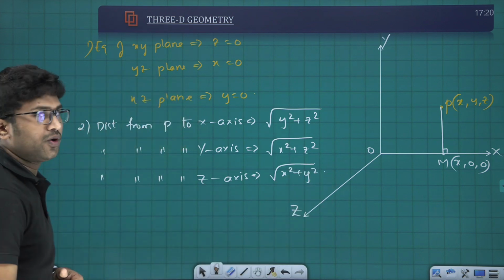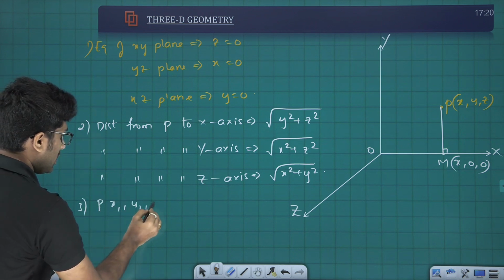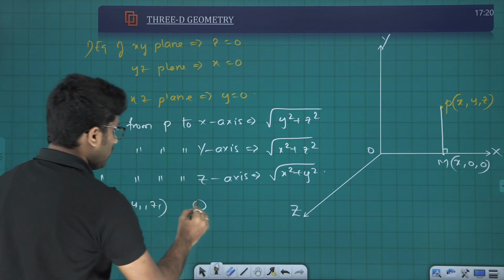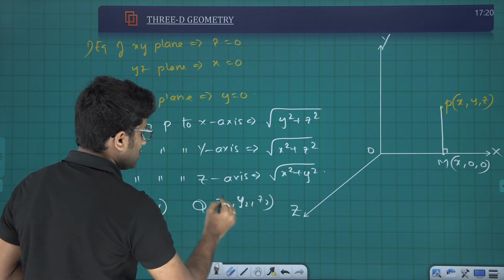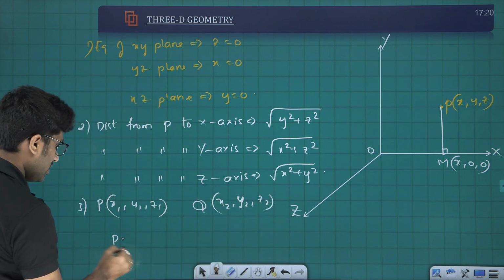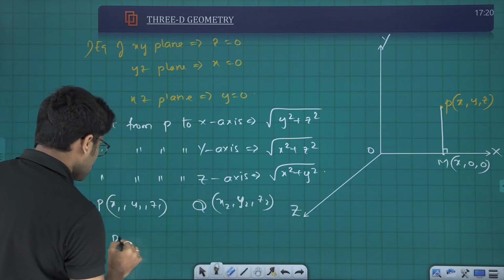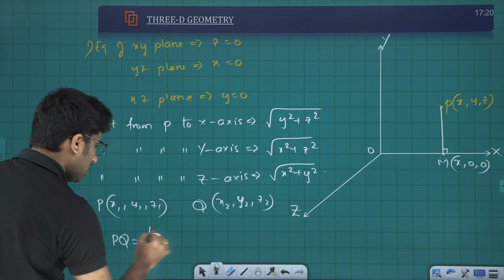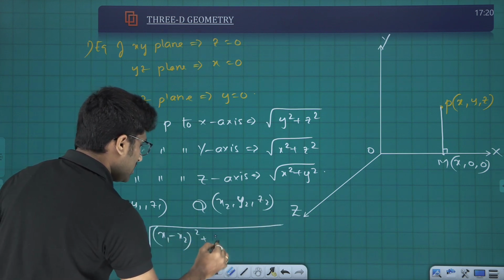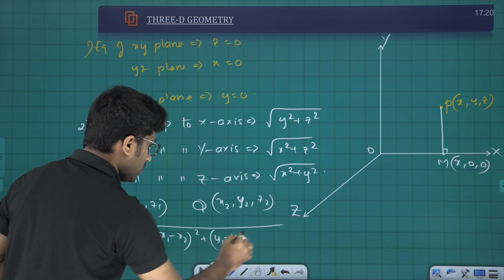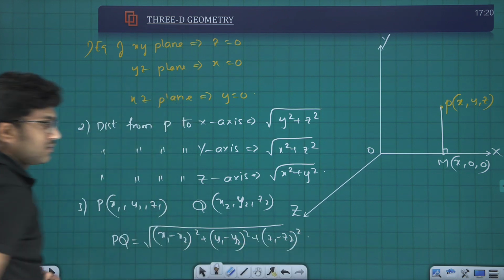Next, if we have any 2 points in the space, friends, let's say P of x1, y1, z1 and Q of x2, y2, z2, then the distance between them is same like 2D only. The distance between them, that is PQ, is equal to the square root of, distance formula, x1 minus x2 whole square plus y1 minus y2 whole square plus z1 minus z2 whole square.